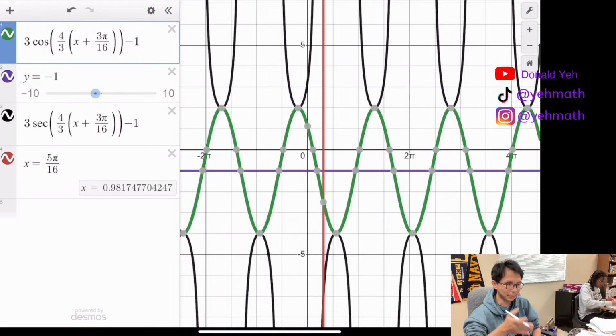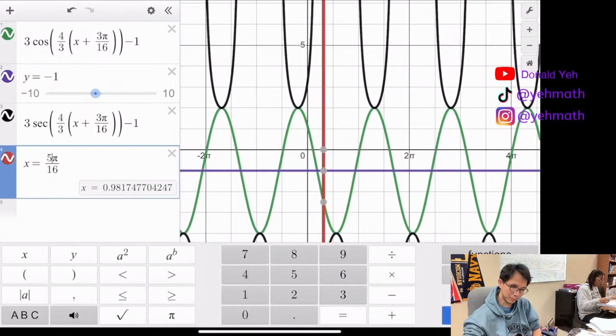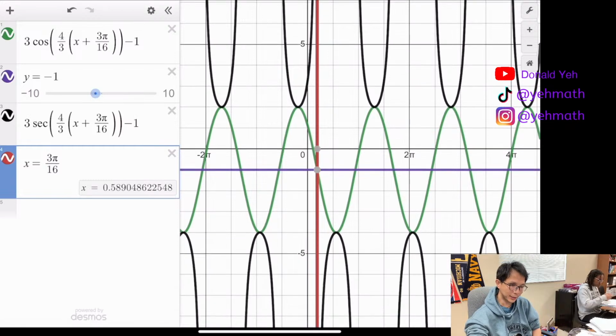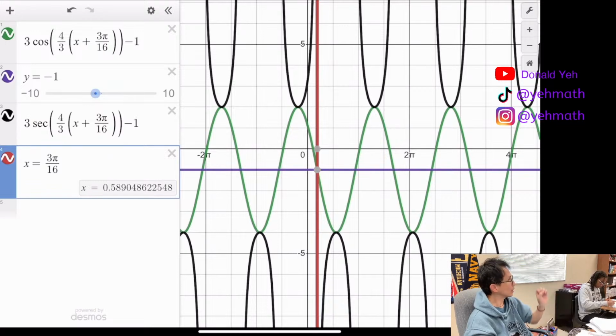So every time you hit that point, actually it's not 5 pi over 16, it's 3 pi over 16. So at 3 pi over 16, it's going to create an asymptote. And there are asymptotes scattered throughout the whole spectrum. Anytime the secant hits the midline, it creates asymptotes. Then you draw the asymptotes first, and then you graph everything else. Does that make sense?